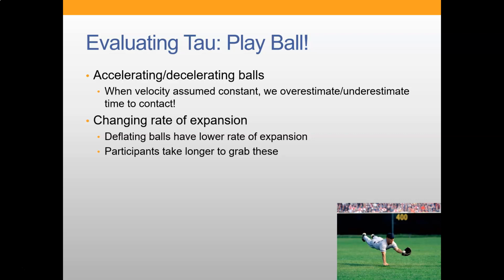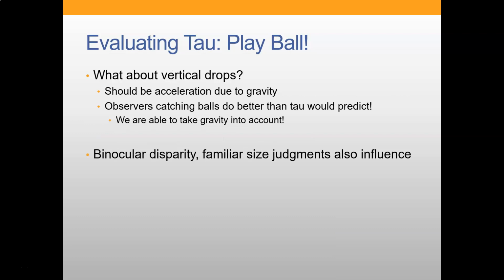So oftentimes, if we're assuming a constant velocity, we are going to probably miscalculate if something is rapidly accelerating or decelerating. Additionally, if we can change the rate of expansion by getting balls to deflate, that means that the ball will have a lower rate of expansion. And we do actually find that, consistent with tau, participants take longer to grab these balls. So what this tells us is that we do use tau, but it only works under a very limited set of circumstances.